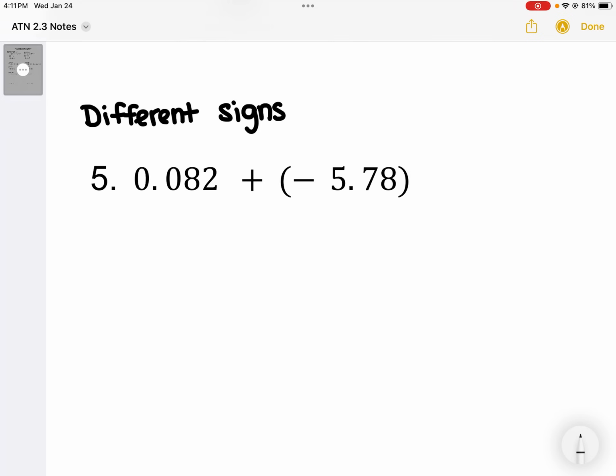The next thing I need to look at is, is my answer going to be positive or negative? I am adding a positive and a negative. Whatever sign is greater, that is going to be the sign of my answer. I do have more negatives than positives in this problem, so my answer should be negative. So here I am writing the rule. When you have a positive plus a negative, the sign is whatever is greater.